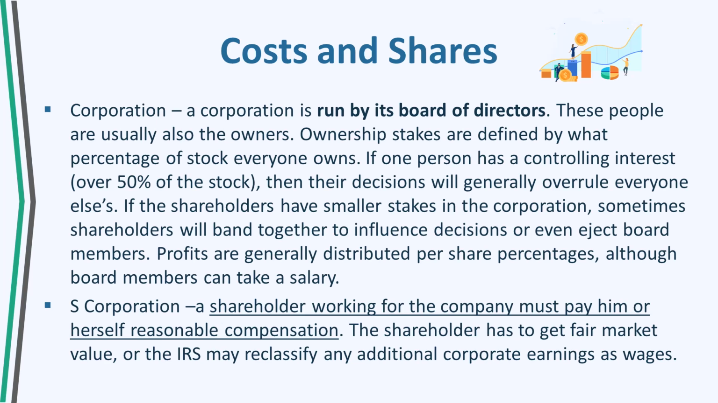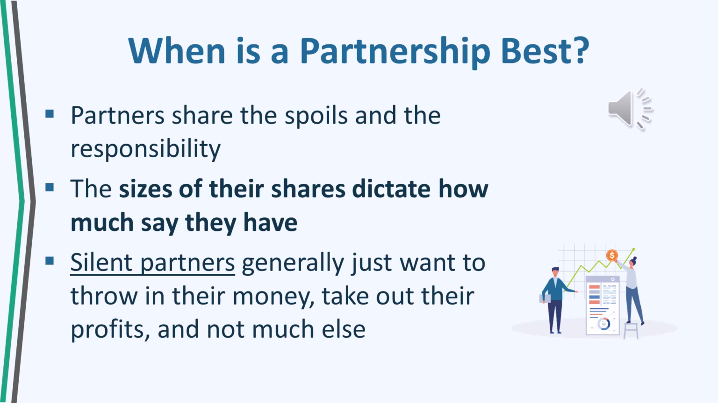Now that we've covered entity type, taxes, costs, and shares, let's dive into the final section and determine when it's best to use each entity type. When is a partnership best? Partners share the spoils and the responsibility of the business's ventures. The sizes of their shares dictate how much say they have.